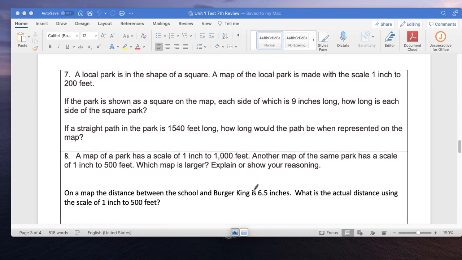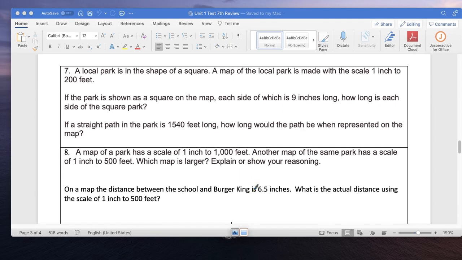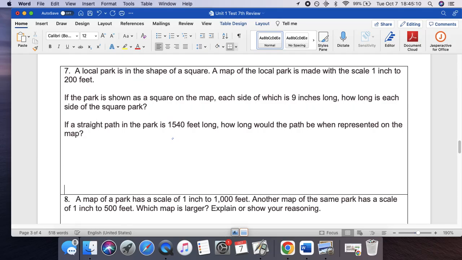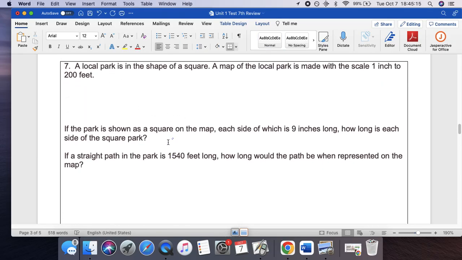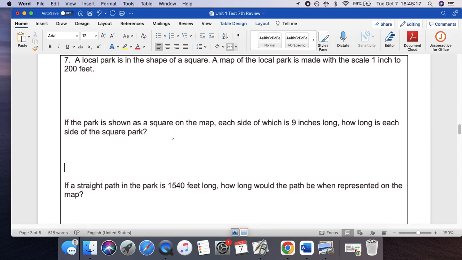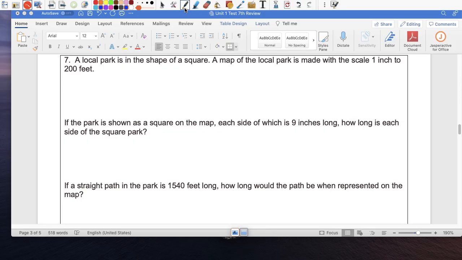All right, we're moving. We're halfway done. Let me see if I can get some space here. I can. Oh, magic. A local park is in the shape of a square, so we have a park, and it doesn't kill you to draw a little park on a sheet when you hand out your scrap paper. Okay, and there's a scale here. 1 inch is 200 feet.